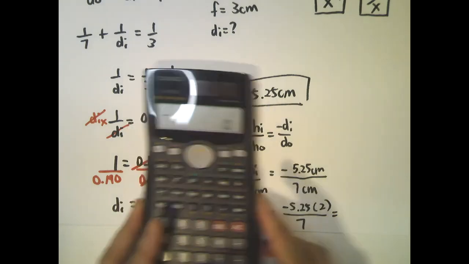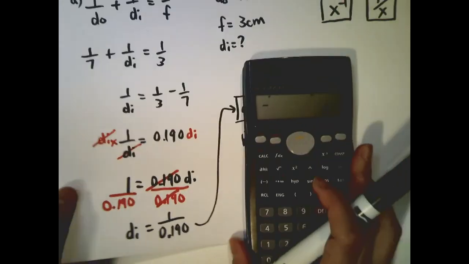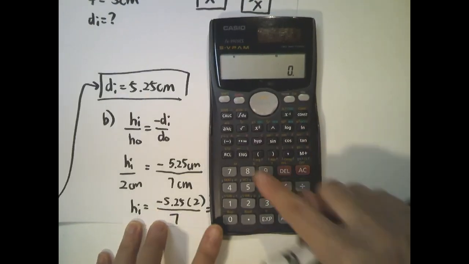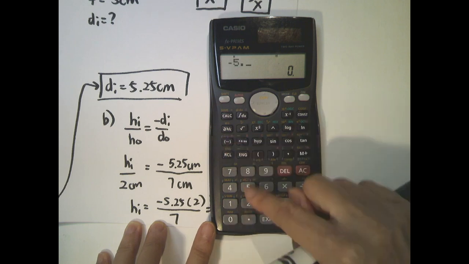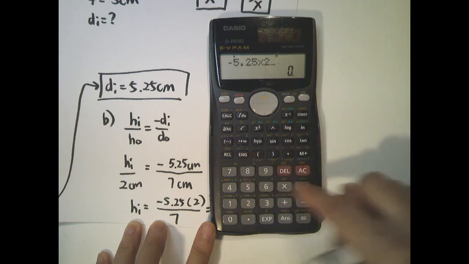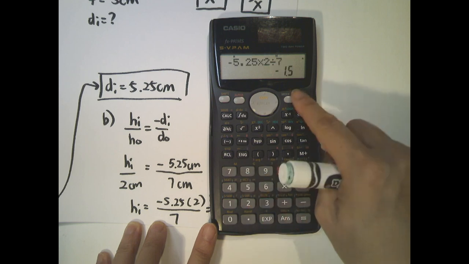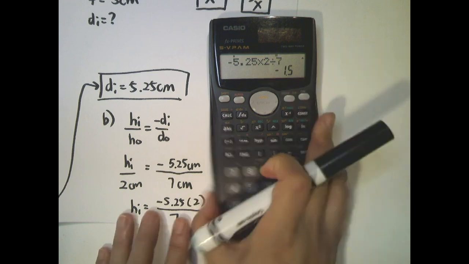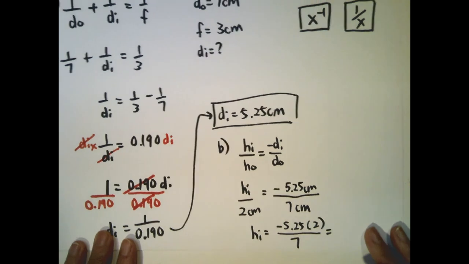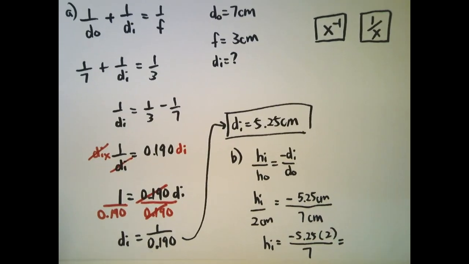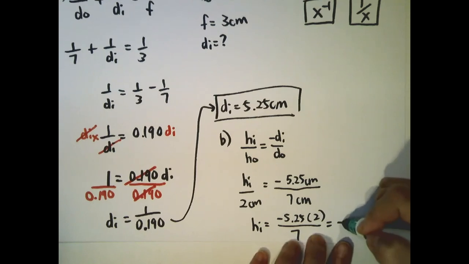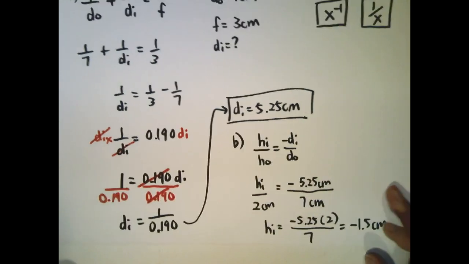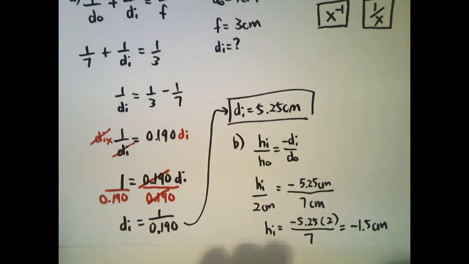Now let's work that out. We have our calculator there, and let's get the actual value so we can see it. Negative 5.25 times 2 divided by 7. Oh, look at that! 1.5. That's so cool, and it's negative. That means it's upside down, and that's cool too, because that's what we got in our diagram. So let's bring it over here. This is going to be negative 1.5 centimeters. So yay, our diagram's right, or yay, our math is correct, or formula is correct.